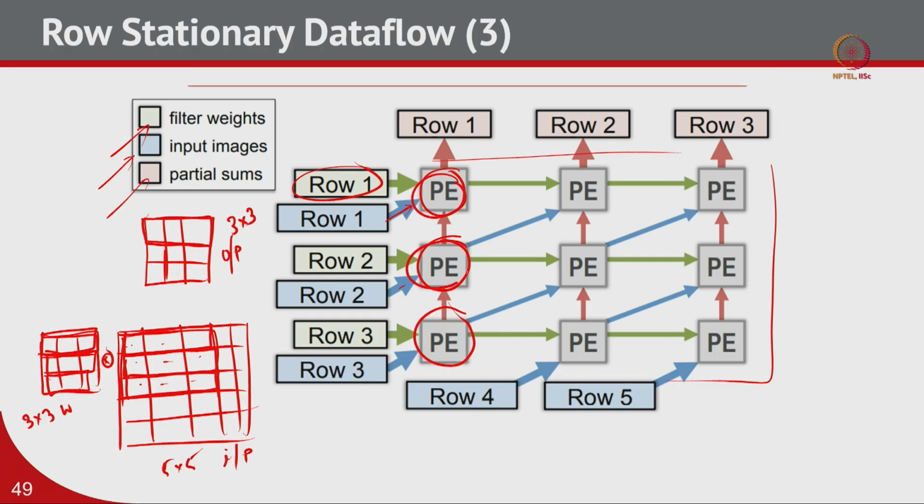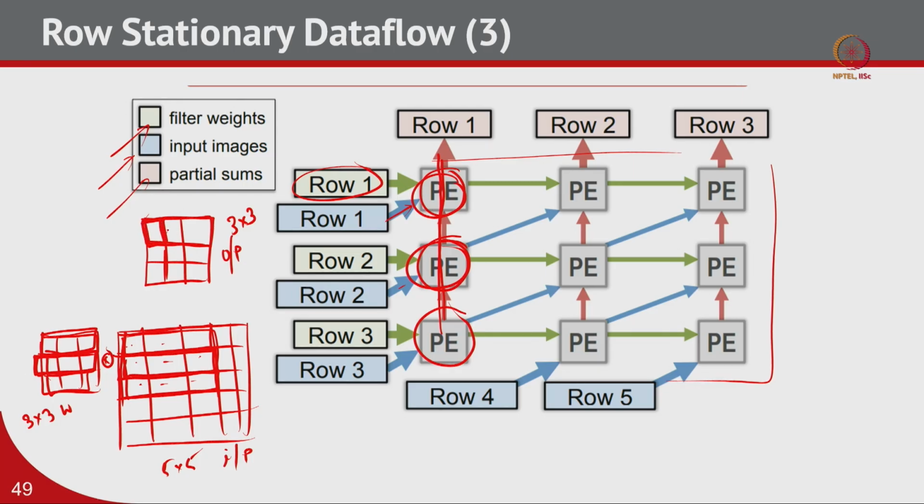In the second PE, it is performing the row wise element wise multiplication with this portion of the filter and this portion of the input feature map, and the third PE will perform the element wise multiplication with the third row, correct. And then they will all get added up to get one particular pixel, right. So, they will get added up to compute the partial sums of one particular pixel, like this pixel, correct.